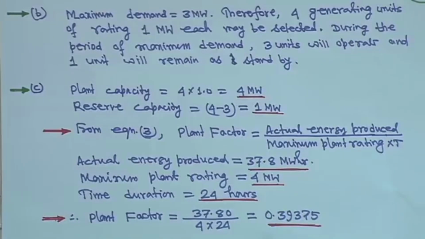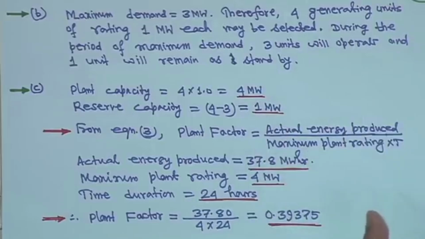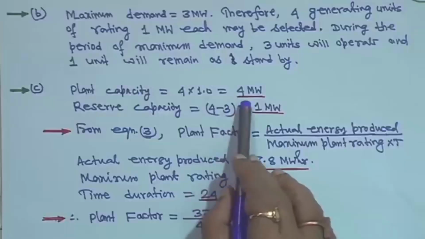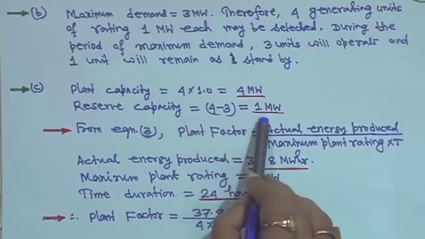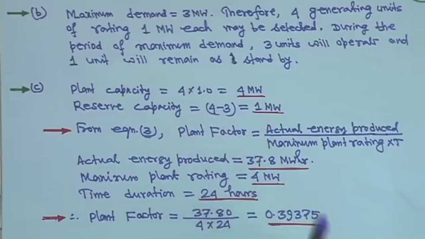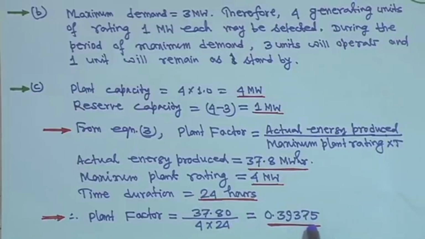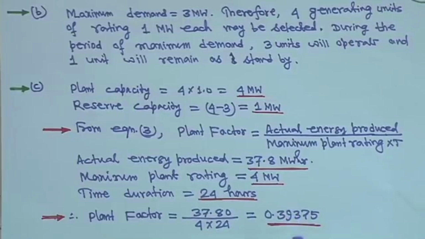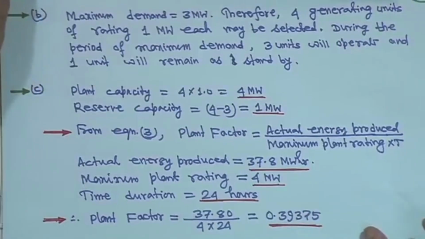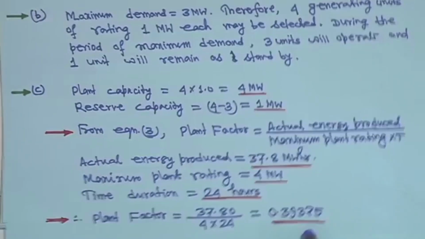0.39375. For example, if you had chosen 5 generating units instead of 4, in that case the plant capacity would have been 5 megawatt, and the reserve capacity would have been 5 minus 3, that is 2 megawatt. Then 37.80 divided by 5 into 24 means the plant factor would have been less than this one. But anyway, this plant factor is 0.39375.